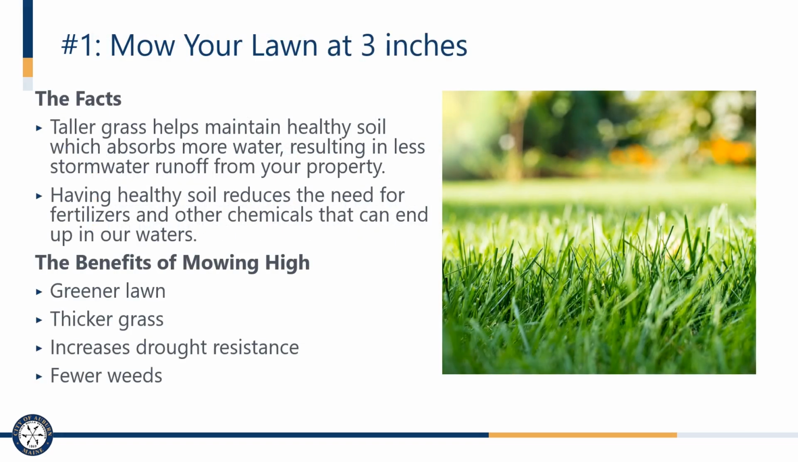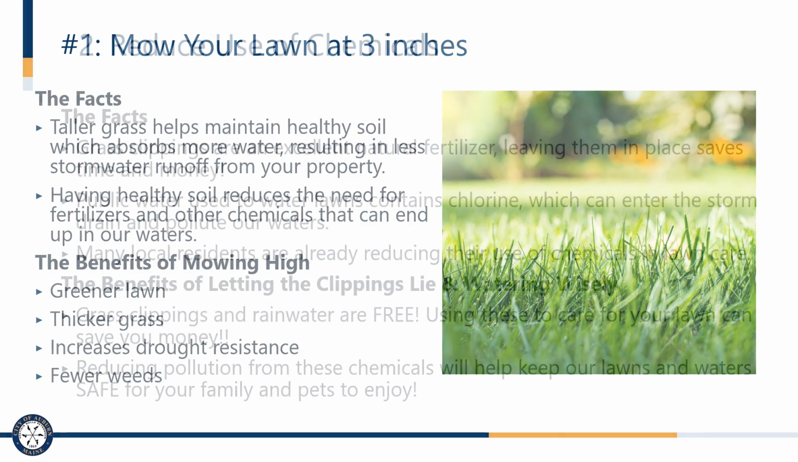You can improve stormwater quality, save time, and save money by mowing your lawn high. Taller grass helps to maintain healthy soil. Healthy soil can reduce stormwater runoff by absorbing more stormwater. Healthy soil also reduces the need for fertilizers and chemicals, which can end up in our waters.